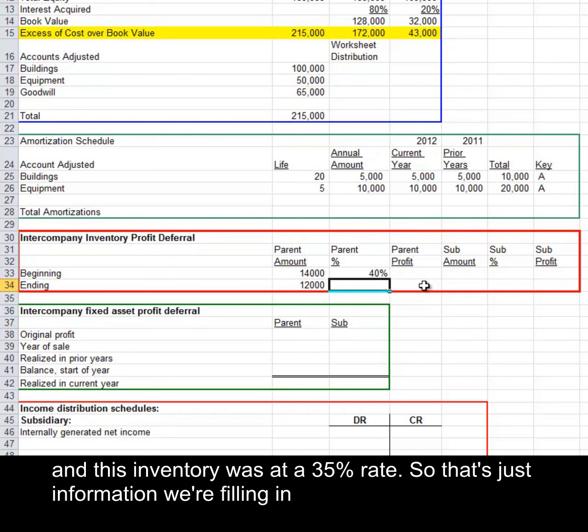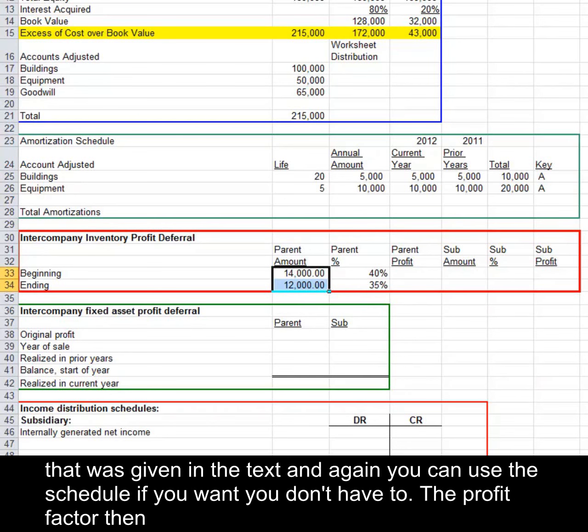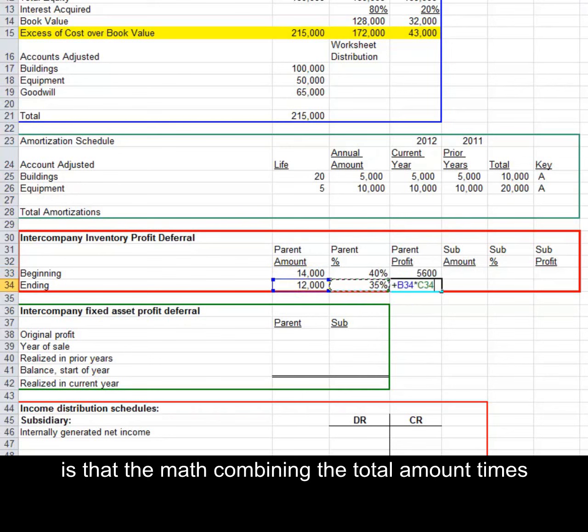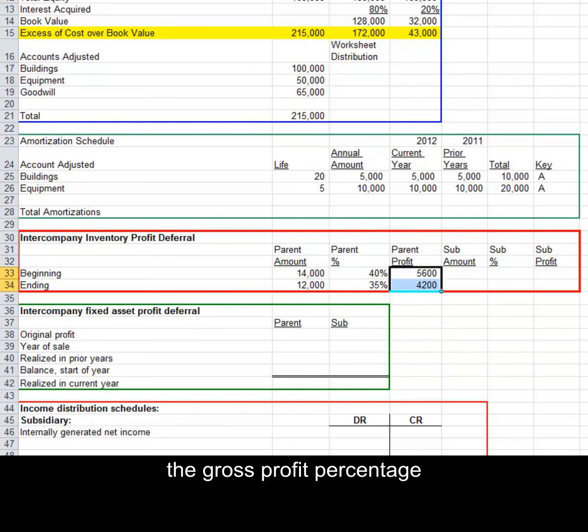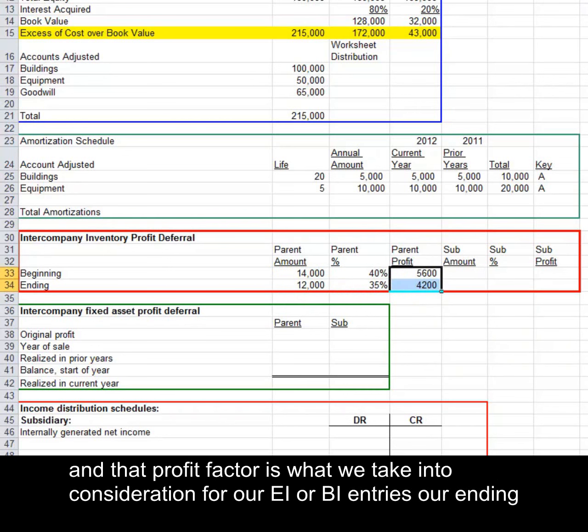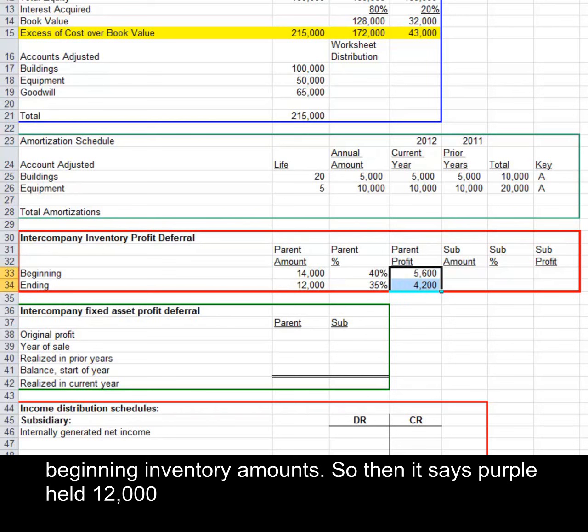And this inventory was at a 35% rate. So that's just information we're filling in that was given in the text. And again, you can use the schedule if you want, you don't have to. The profit factor then is the math combining the total amount times the gross profit percentage, and that profit factor is what we take into consideration for our EI or BI entries, our beginning inventory amounts.